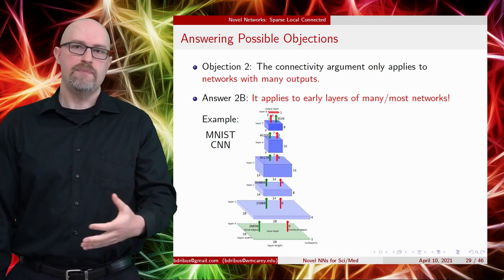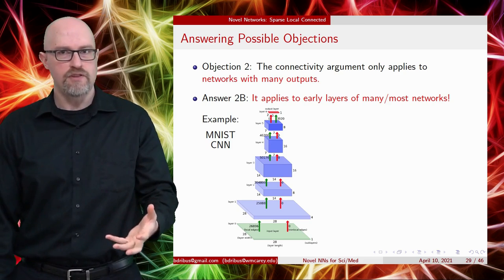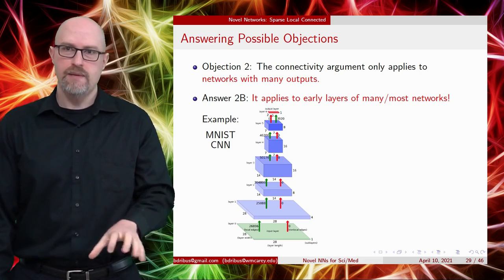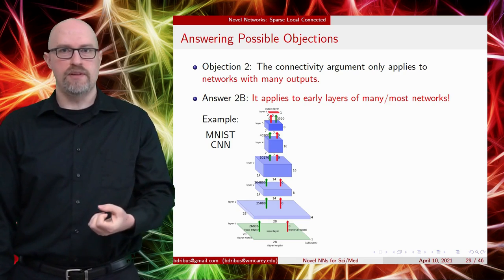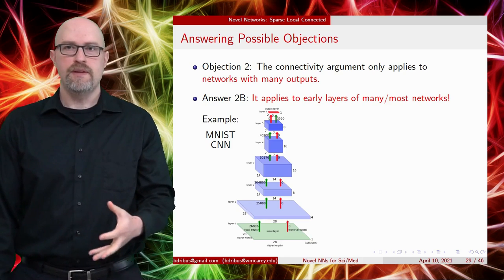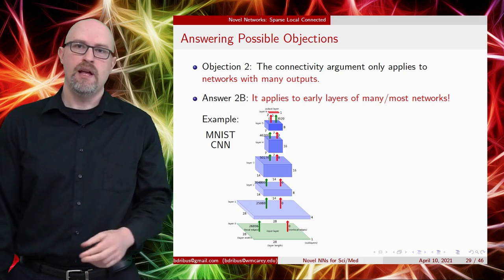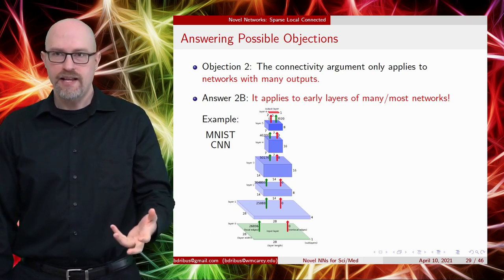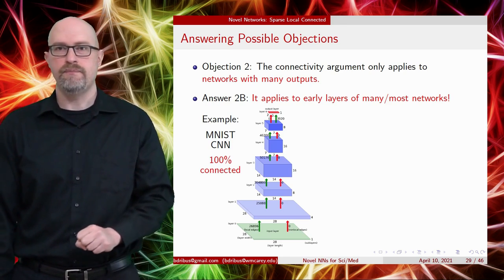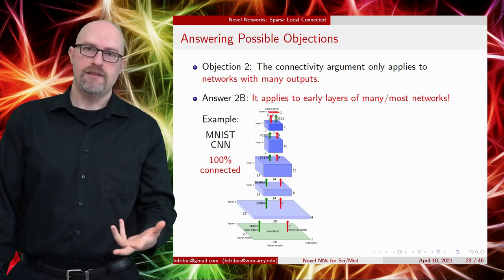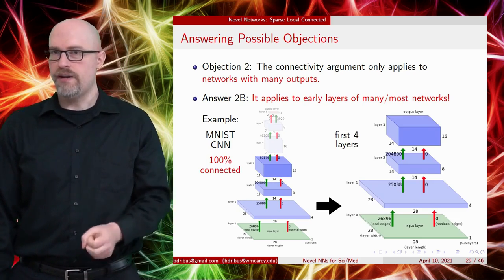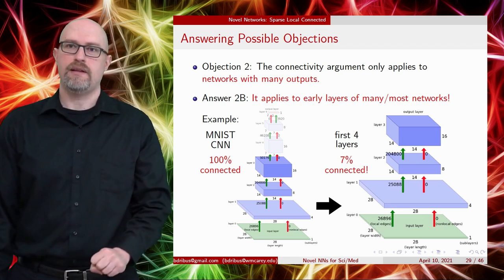Overall, the network tapers drastically from 784 inputs, which are pixels in 28 by 28 images, to just 10 outputs, which are the 10 digits from 0 to 9. Such tapering makes high connectivity easy, and this particular network guarantees 100% connectivity by using a dense final layer. However, if we isolate the first 4 layers of the network, then the resulting subnetwork is just 7% connected.